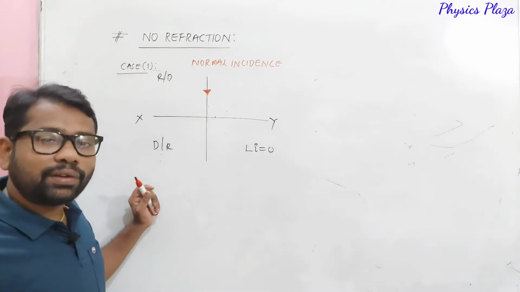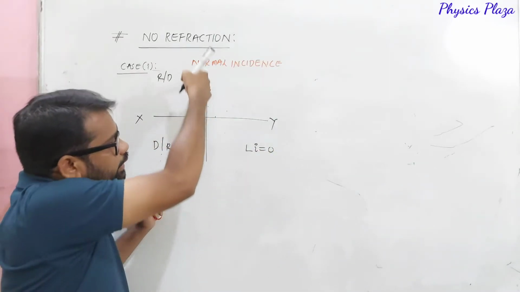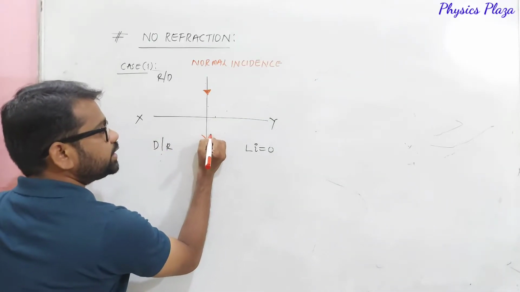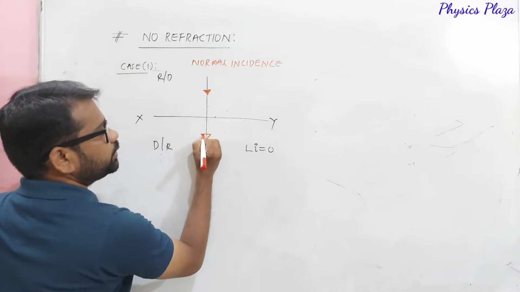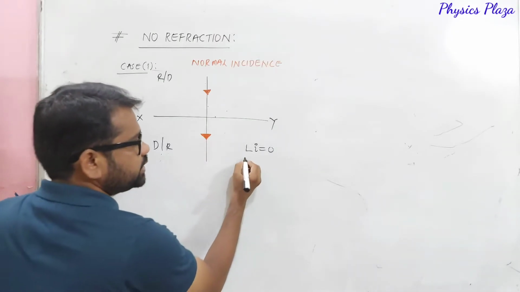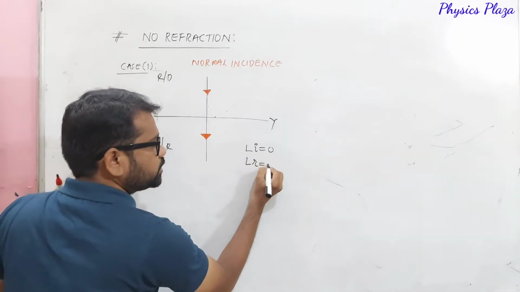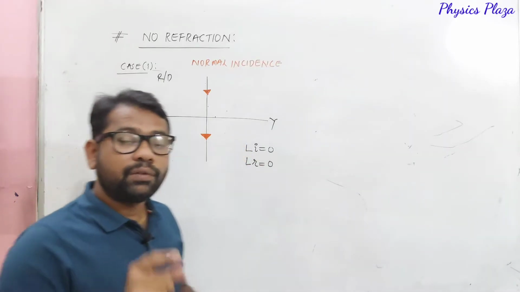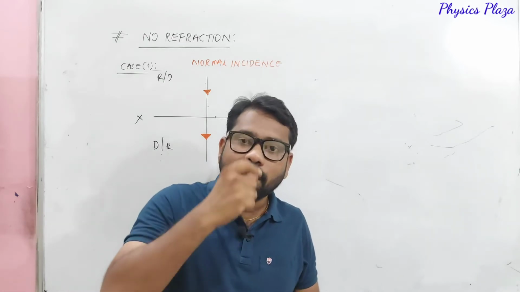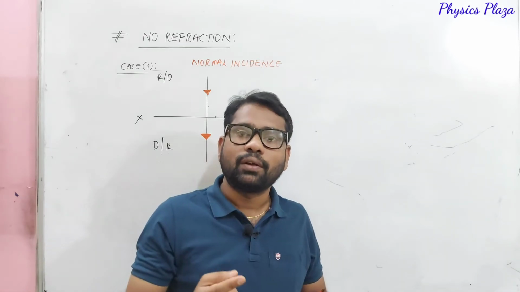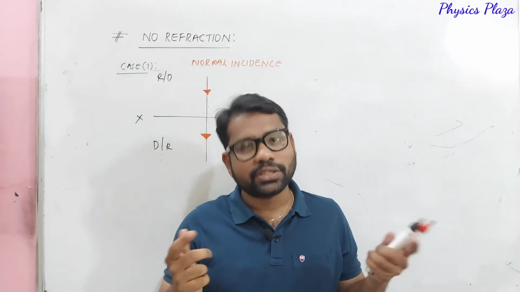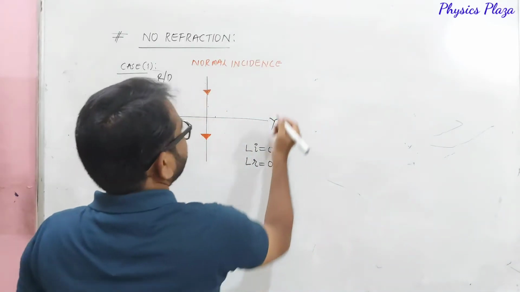Then what will happen? Whenever light is incident normal to the interface, dear children, it will go undeviated. Very, very important. Then what is the angle of refraction in this case? Your angle of refraction also is 0. Whenever light is incident normal to the interface between the two mediums, rarer to denser or denser to rarer, light will go undeviated, which means refraction cannot occur. This is the first case.